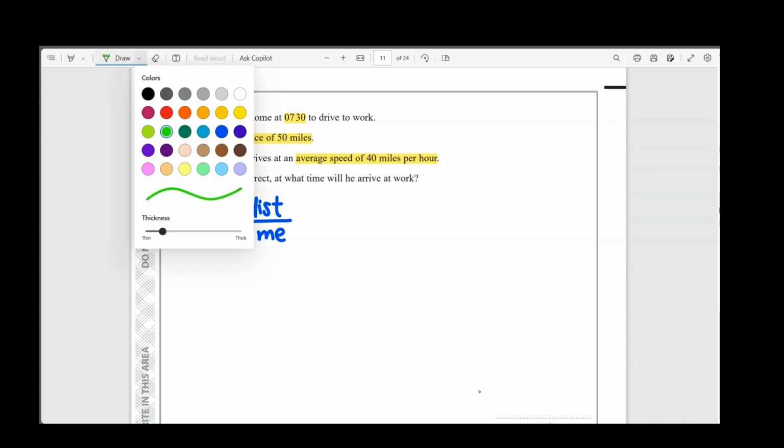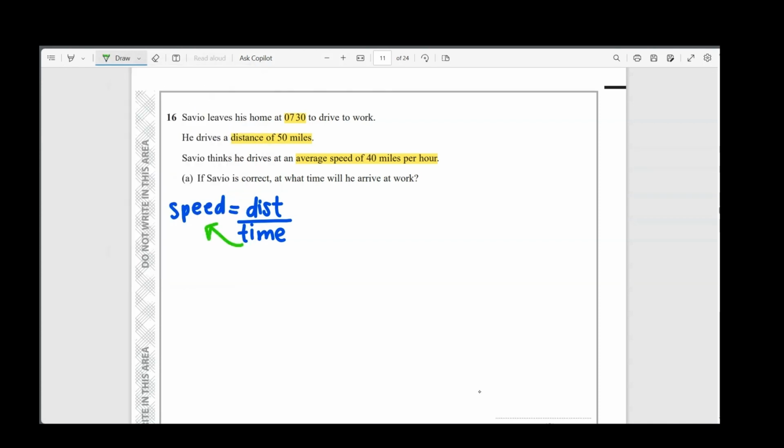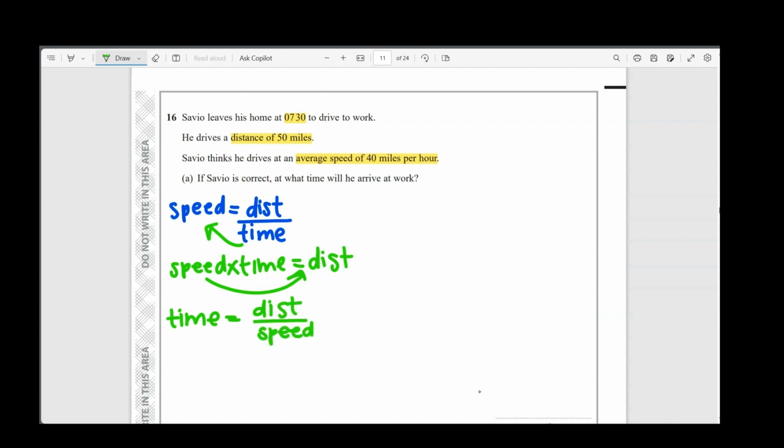So some people would then go and say, okay, we want time, so let's take that across. So speed times time gives me the distance. And that means if I take the speed across, what I'm going to get is time is equal to the distance divided by the speed. Okay, so some people would remember it like this. They might remember the main formula and then work down to get the one that you need. So this one, we need the time.